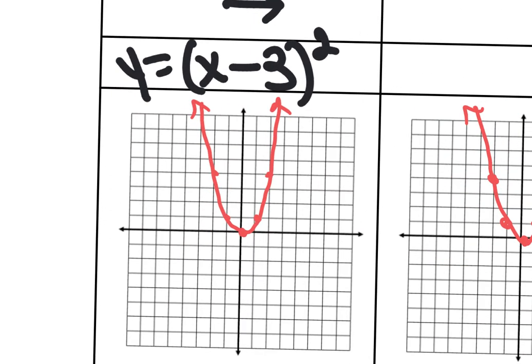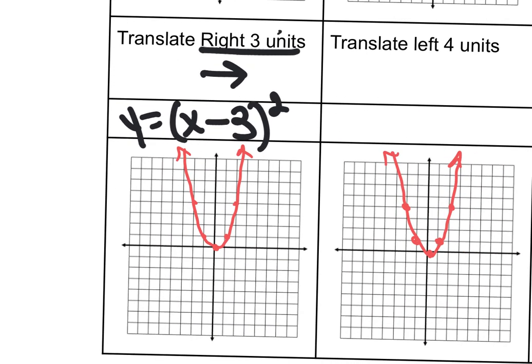So we're going to take each of these points that we have, and we're going to go to the right 3 units. 1, 2, 3. And again, it's just the same exact graph. We've just moved it to the right.